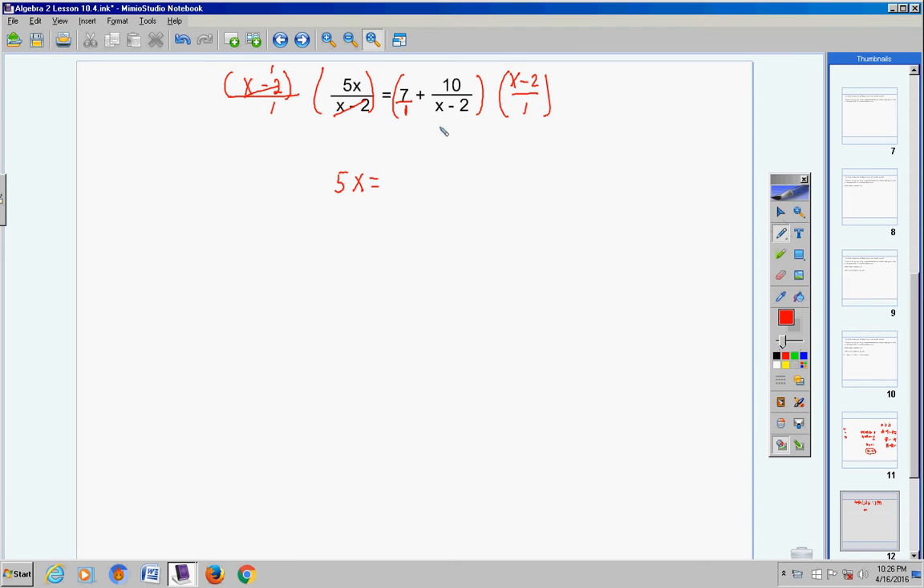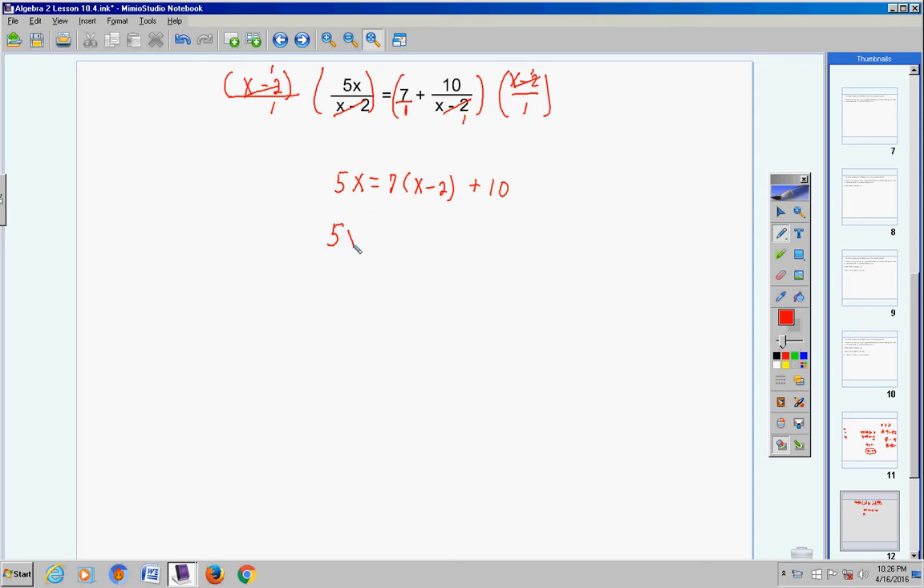Now, students, moving on, we're going to multiply this side times x minus 2 over 1. Now, 7 over 1 times x minus 2 over 1, nothing cancels, so I have 7 times x minus 2. Got it? Now, multiply this fraction times this fraction. x minus 2 cancels with x minus 2. That leaves me with 10 times 1 over 1, or 10, a positive 10 because of that positive sign there. There we go, guys.